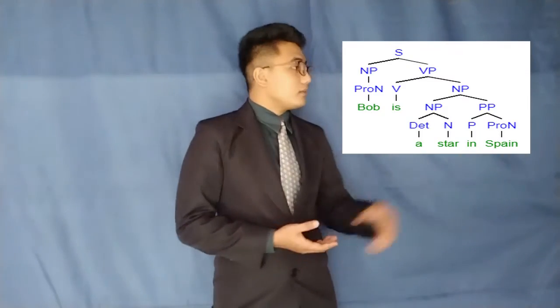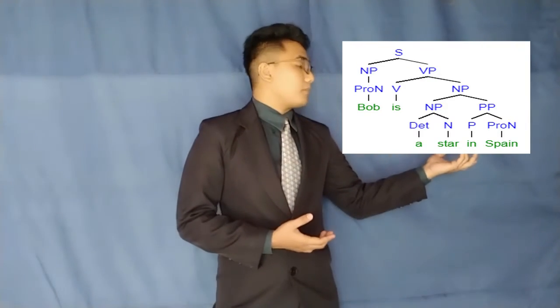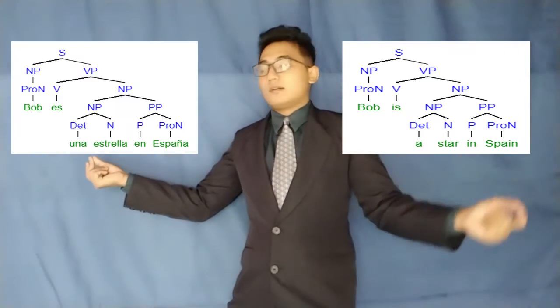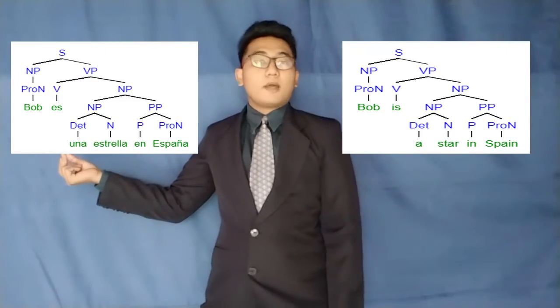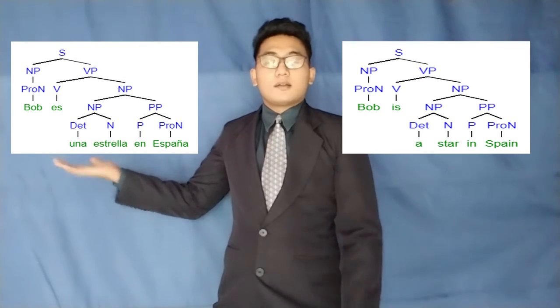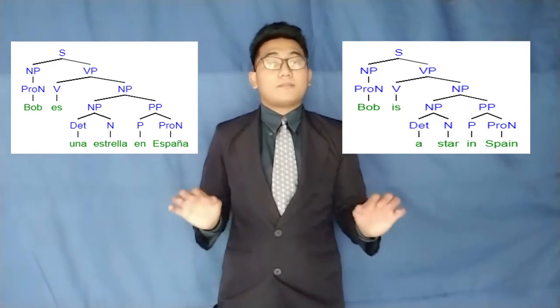So this is the sentence tree for "Bob is a star in Spain," and this is the sentence tree for "Bob es una estrella en España." You can see that both of the sentence structures are the same.